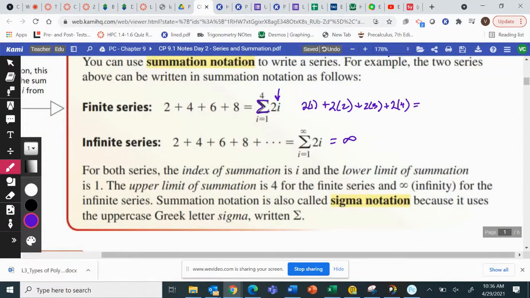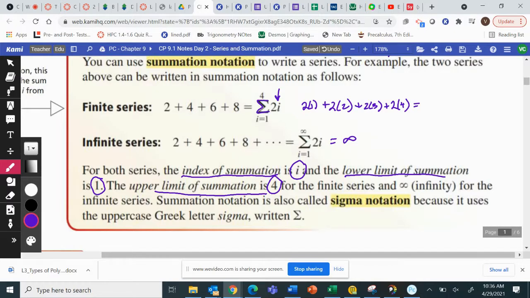A couple of vocabulary words. The index of summation is I. That's its index. The lower limit of summation is 1. And the upper limit of summation is 4. So the lower limit is that first number you're plugging in, and the upper limit would be the last number you're plugging in. The variable we're plugging it into is the index.